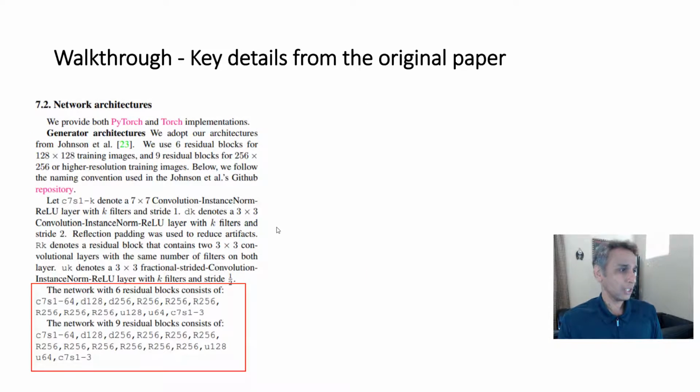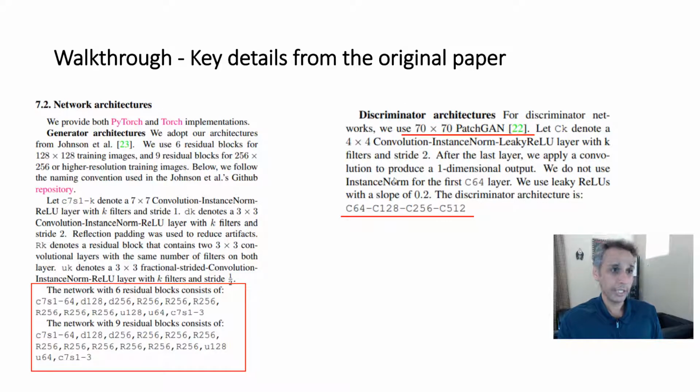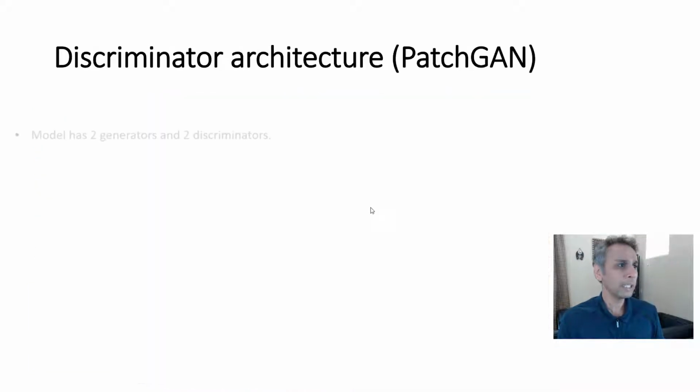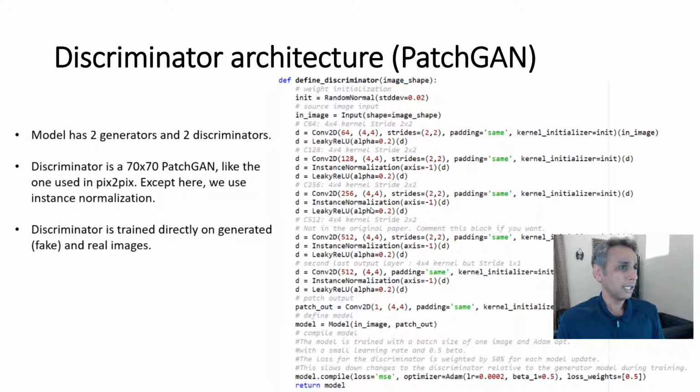So putting all of these together, again, there is this network architecture. Excuse me, we'll look at this in a minute. But putting everything together, we have a 70 by 70 patch GAN, and again, exactly the same as pix to pix. As you can see the structure here, the only thing that's different is our normalization. Instead of using batch normalization, we are using instance normalization.